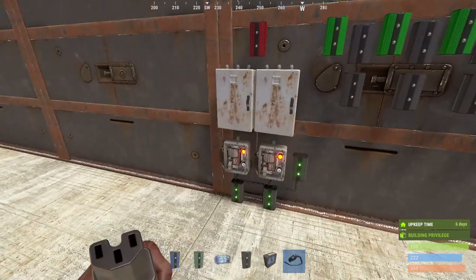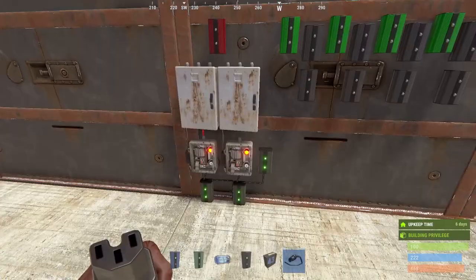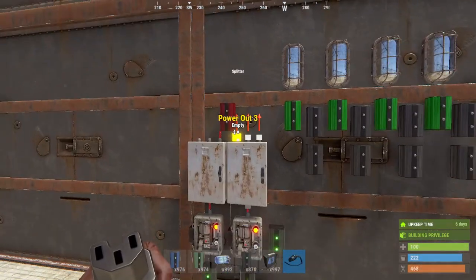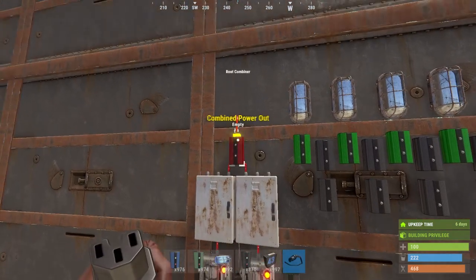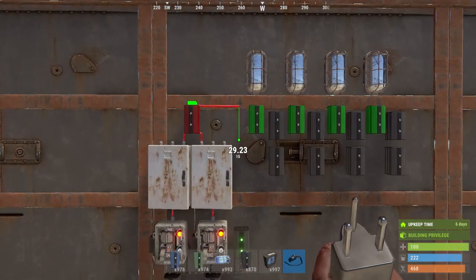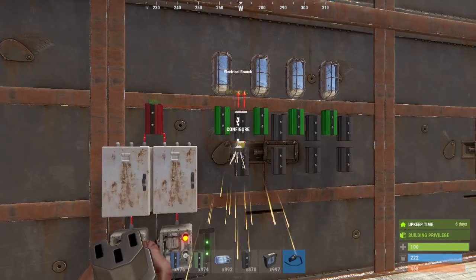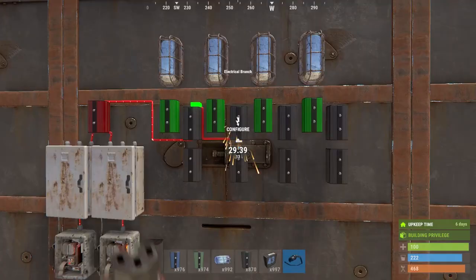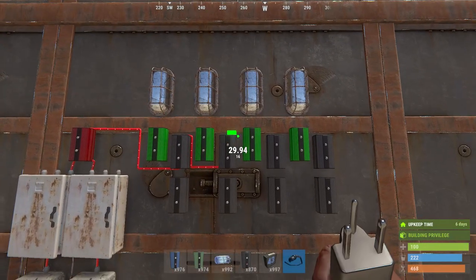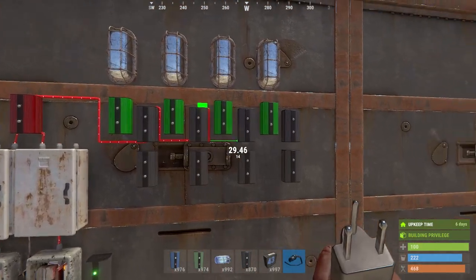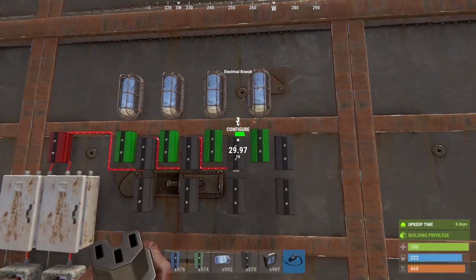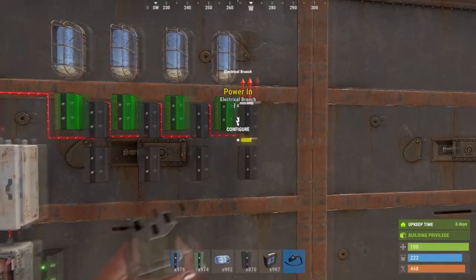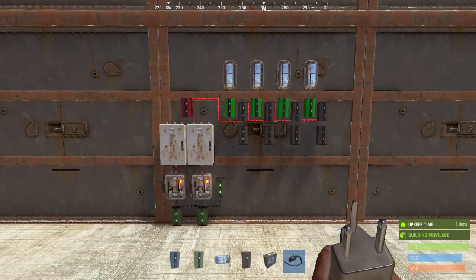Next is the analog decoder. Start by wiring up the switches into the splitters and then the root combiner. Take the output of the root combiner into the branch that will be responsible for setting the memory cells. Chain them together, power out to power in. Make sure it's all good.